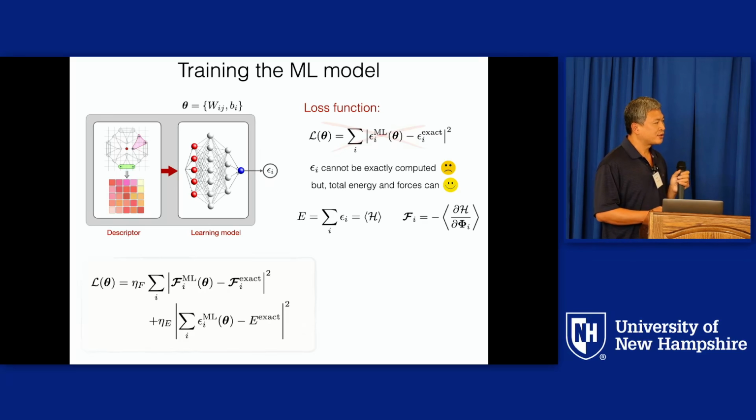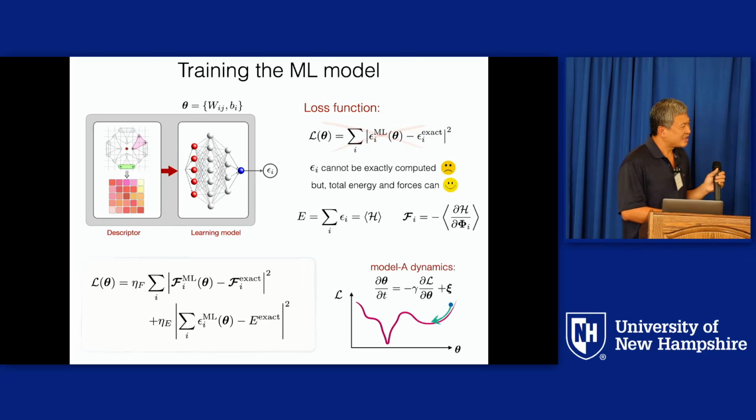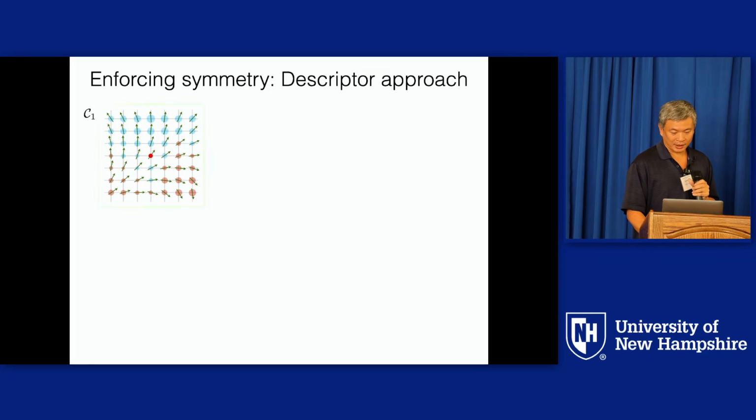The force is also important because you are going to do dynamical simulation, so it's important to use force in your loss function. And training is essentially some sort of Langevin dynamics on the loss function, but computer scientists have invented all kinds of ways to avoid trapping in local minima.